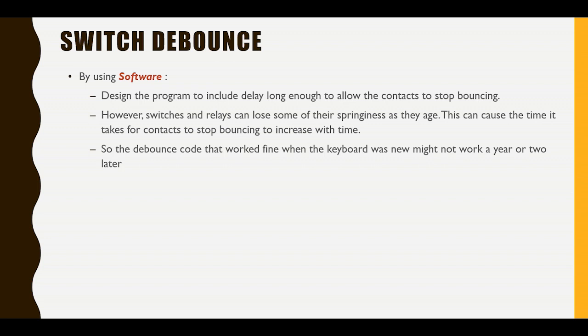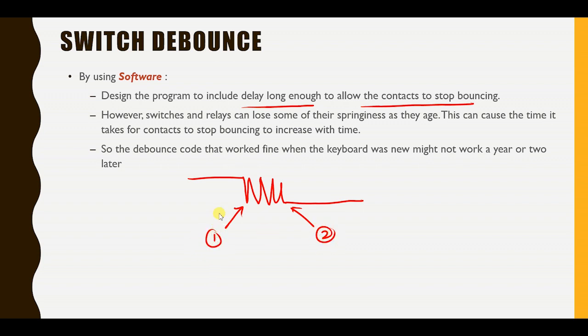By using software, you design the program to include a delay long enough to allow the contact to stop bouncing. Meaning, let's say you have a switch press. This will happen. So you don't read at this point. You put in a delay and you read at this point, number 2. Put a delay long enough to allow the contact to stop bouncing, and only after that time frame do you read the input.